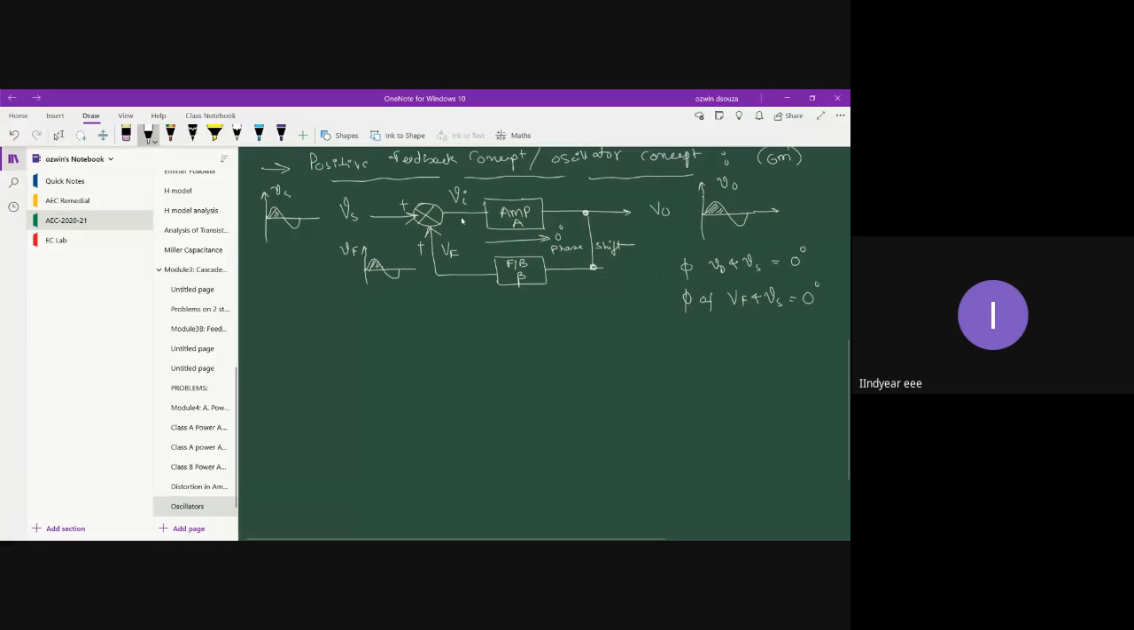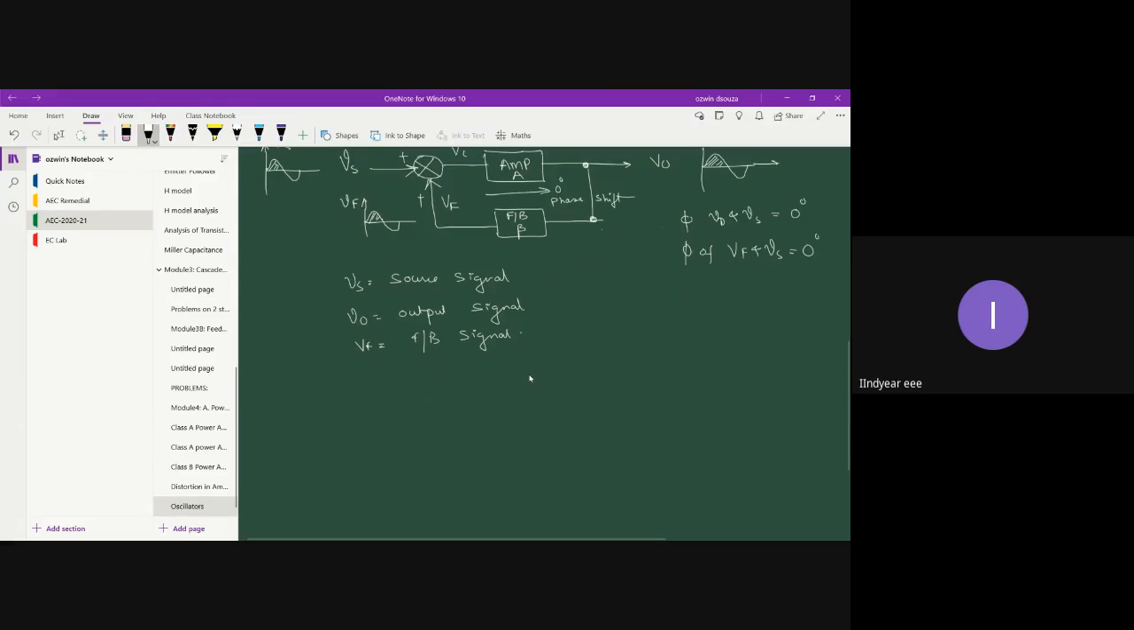So let us define the various voltages. Vs is equal to source signal, V naught is equal to output signal, and Vf is equal to feedback signal. Fine. Next, let us write down some expressions. Let AF be the overall gain of the positive feedback system.